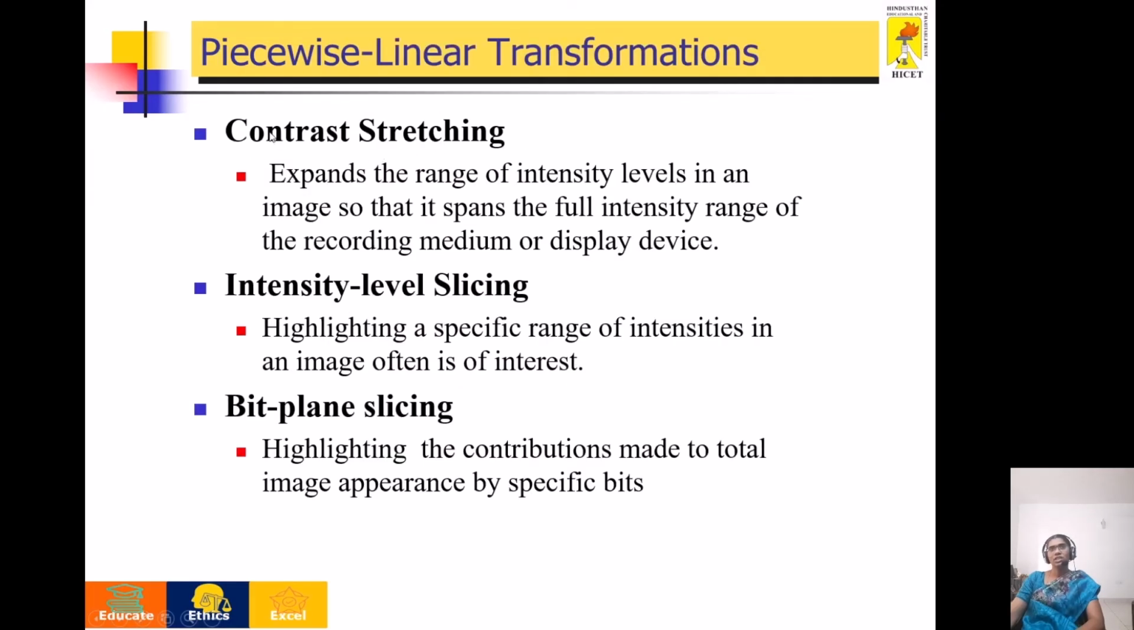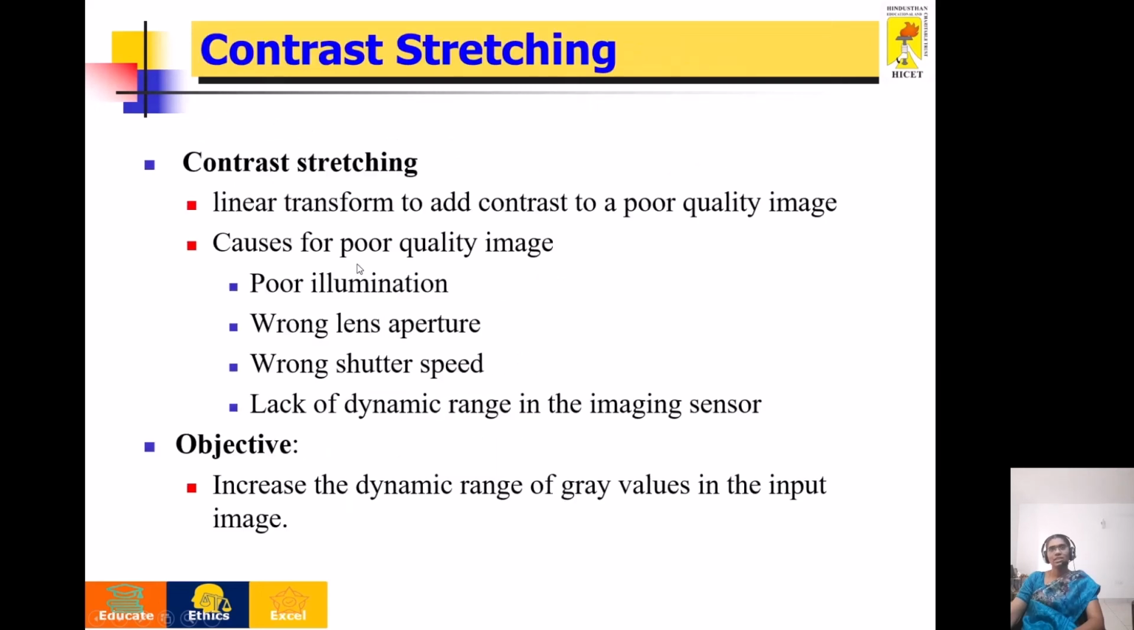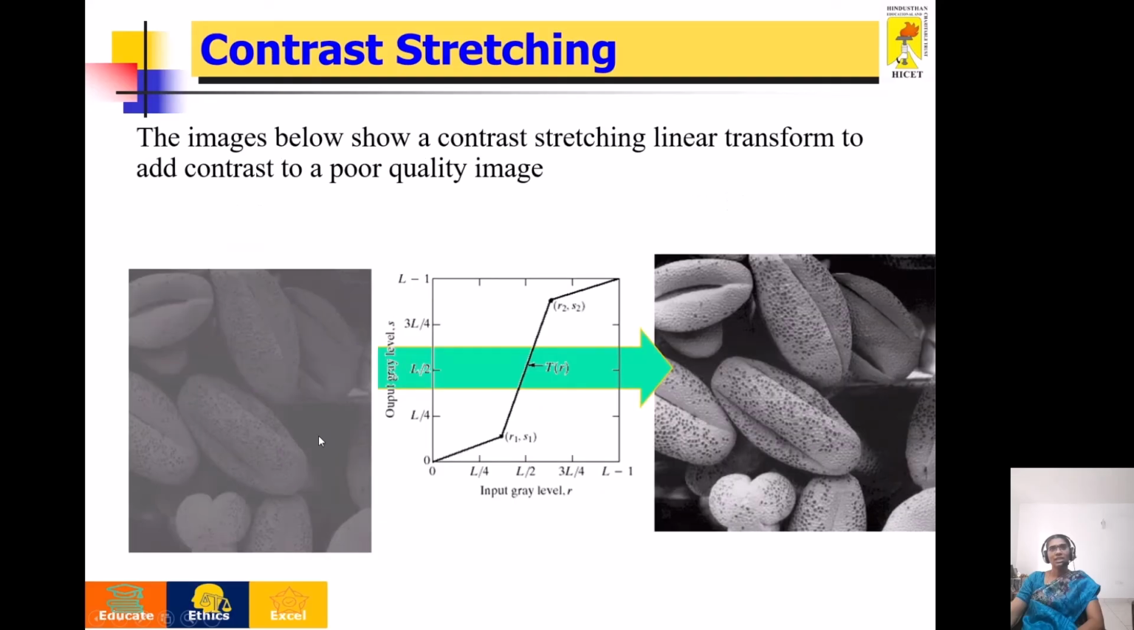And the next algorithm involved is contrast stretching. Contrast stretching, intensity level slicing or gray level slicing, and bit plane slicing are referred to as piecewise linear transformation, which tries to expand the range of intensity levels. First we will see about contrast stretching, which tries to expand the range of intensity levels so that the contrast is expanded throughout. This contrast stretching is actually applied to enhance the poor quality image. If the image quality is very poor, I need to enhance the contrast, so contrast stretching is preferred. The poor quality can be due to poor illumination or wrong lens aperture or wrong shutter speed. So I have to increase the dynamic range of gray levels.